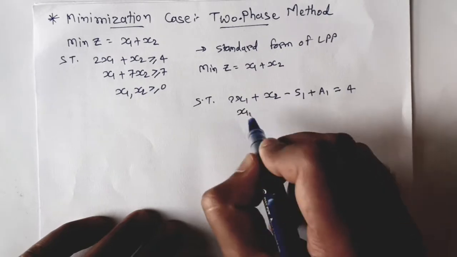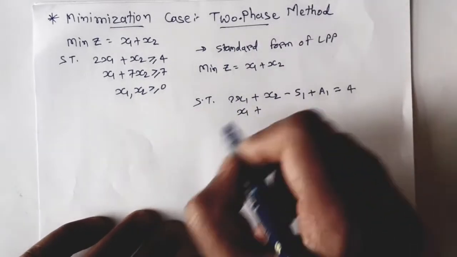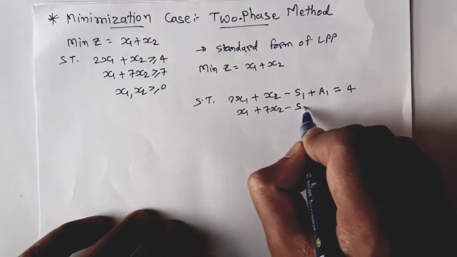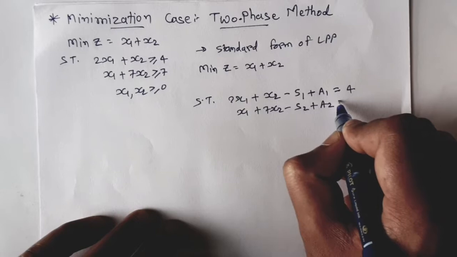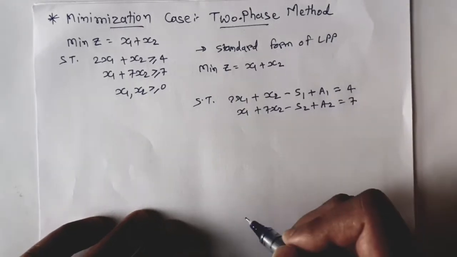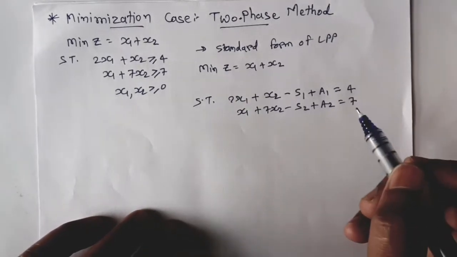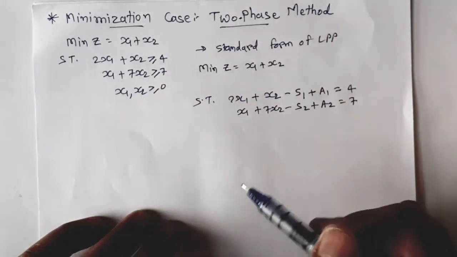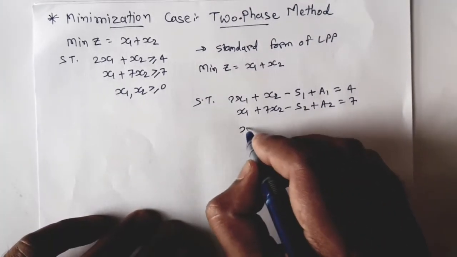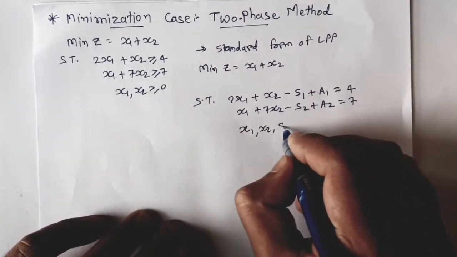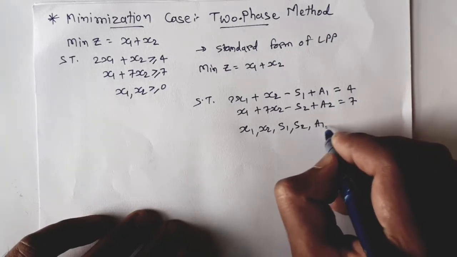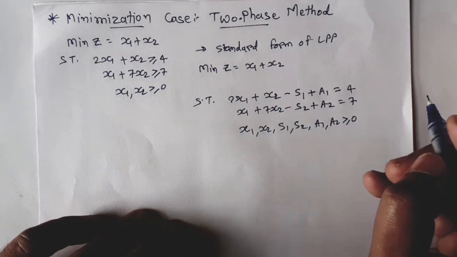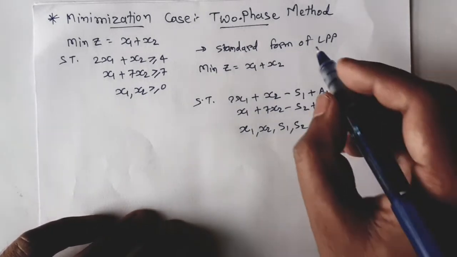The second constraint is again greater than or equal to, so we have to subtract something from the left hand side. So x1 plus 7x2 minus s2 plus a2 equal to 7. This is the conversion of these two constraints into standard form. Now at last, x1, x2, s1, s2, a1 and a2 are all greater than or equal to 0, that is the non-negativity constraint.